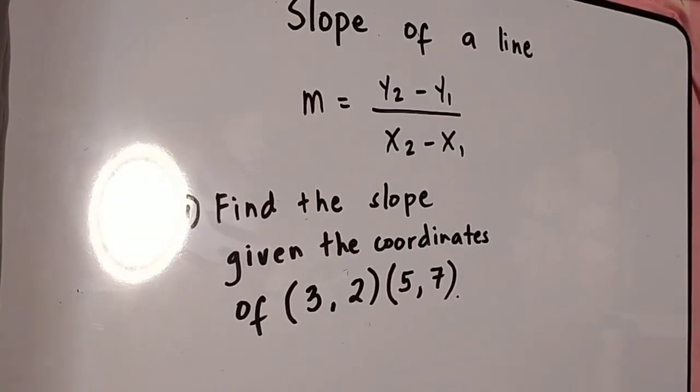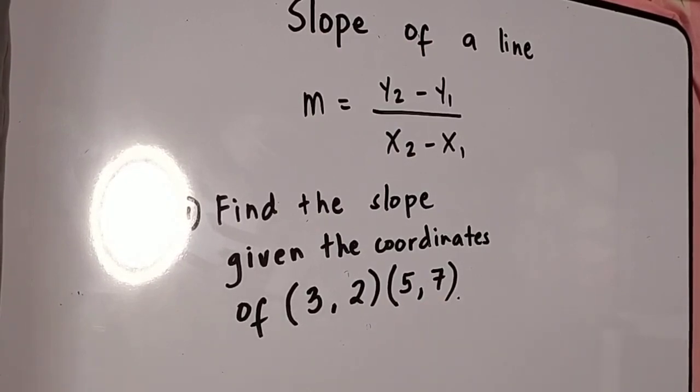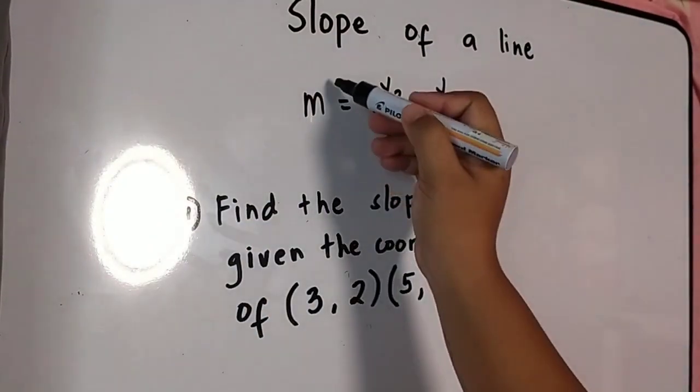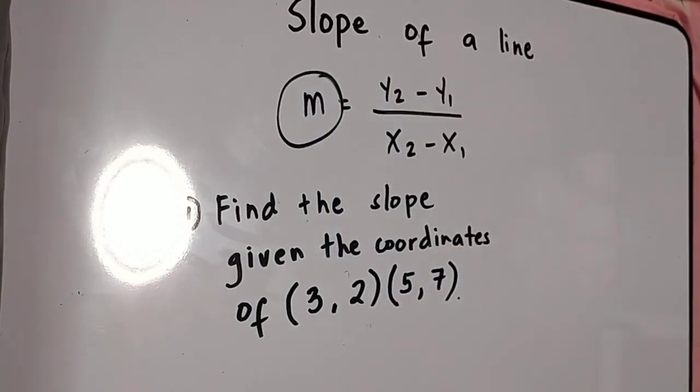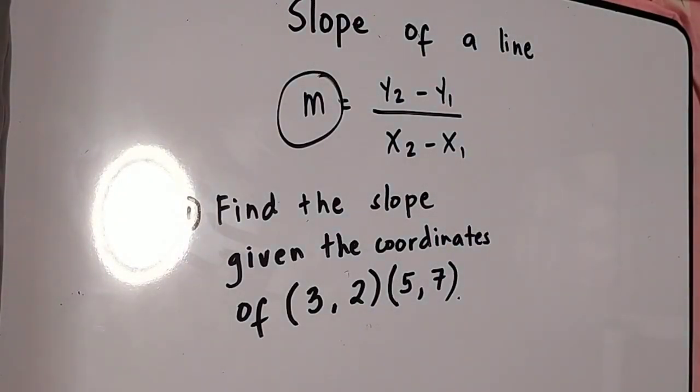So now we're going to solve for the slope of a line. And the formula is m equals y sub 2 minus y sub 1 all over x sub 2 minus x sub 1. M, okay, this is the symbol for slope. So kapag may nakita kayo na small letter m, ang ibig sabihin nun ay slope. Now, itong y sub 2, y sub 1, x sub 2, and x sub 1, those are the coordinates. So, ibig sabihin, sa isang slope, meron kang dalawang coordinates.